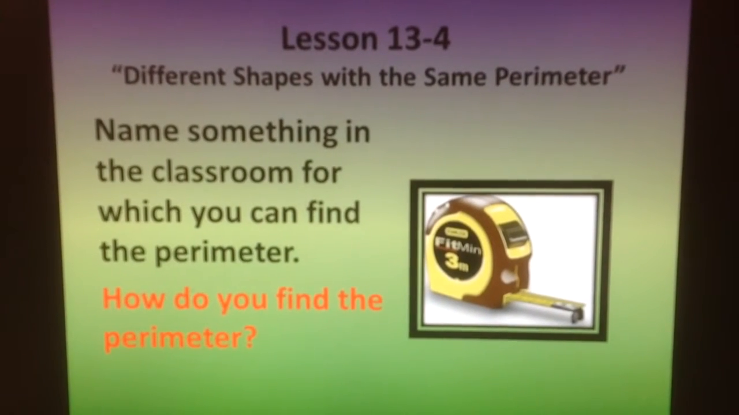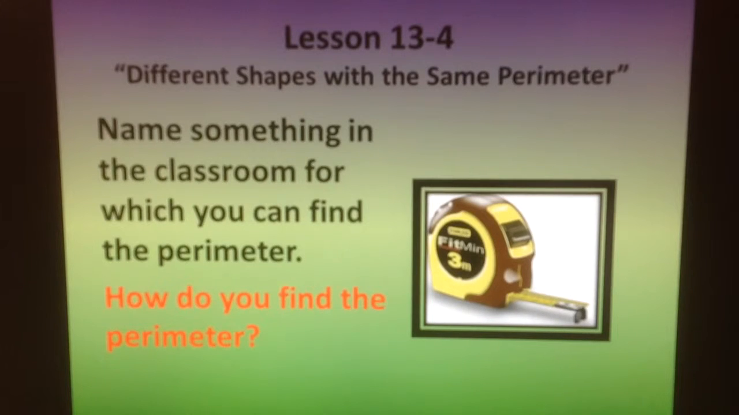Name something in the classroom for which you can find the perimeter. Boy, we had a lot of answers. The projector screen, a piece of paper, our desks. We can find the perimeter for just about anything.